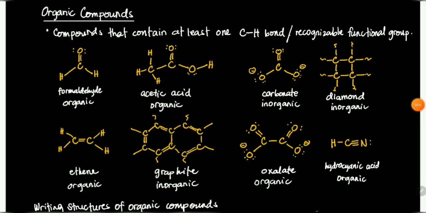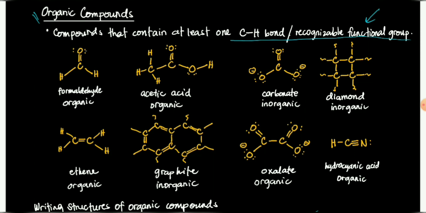So in this video, I'll discuss the structure of organic compounds, the different functional groups, and the structures of biomolecules. Okay? So organic compounds are compounds that contain at least one CH bond or at least a recognizable functional group. So dito i-mention ko lang muna yung mga functional groups, tapos later ko na i-classify yung mga functional group classes. So dito magsusurvey lang muna tayo kung ang isang compound ay organic or not.